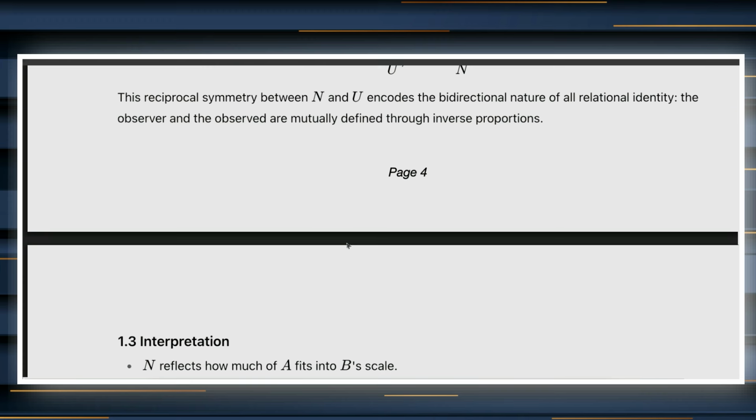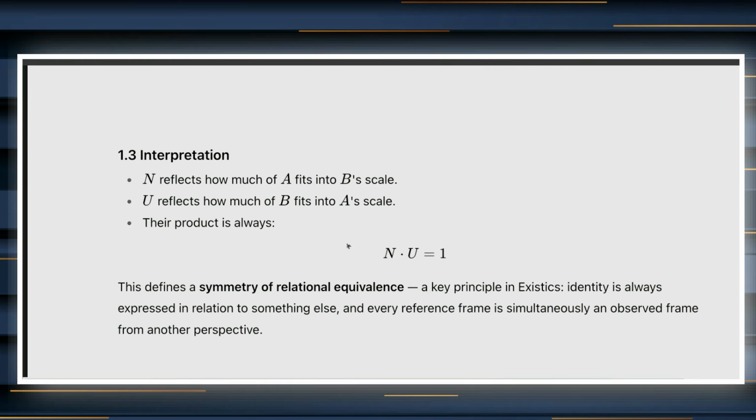So now we'll get into building the Existics equations. N reflects how much of A fits into B's scale. U reflects how much of B fits into A's scale. Their product is always N times U equals 1. This defines a symmetry of relational equivalence, a key principle in Existics. Identity is always expressed in relation to something else, and every reference frame is simultaneously observed from another perspective.